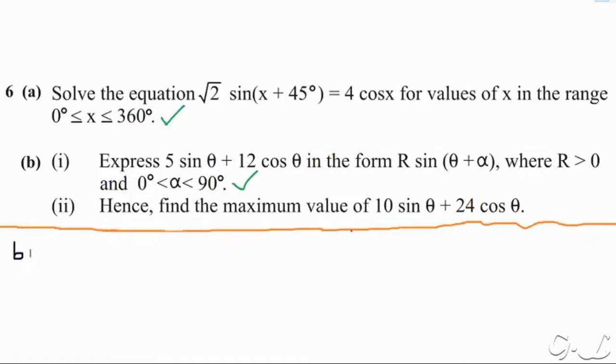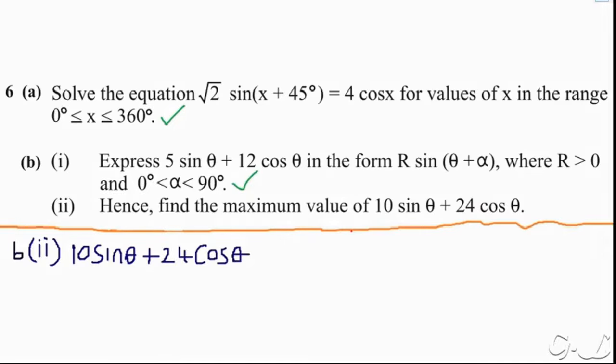Let's now go to part Roman numeral 2, which says, hence find the maximum value of 10 sine theta plus 24 cos theta. So with this question, when you look at Roman numeral 1, it was 5 sine theta and 12 cos theta. In Roman numeral 2, it was 10 sine theta and 24 cos theta. So it was multiplied 2 times.